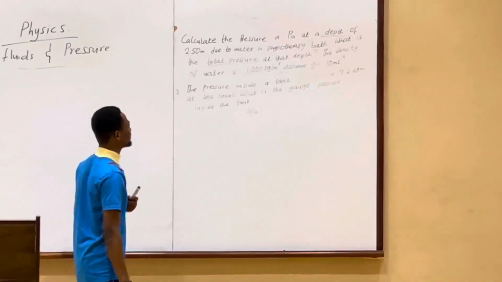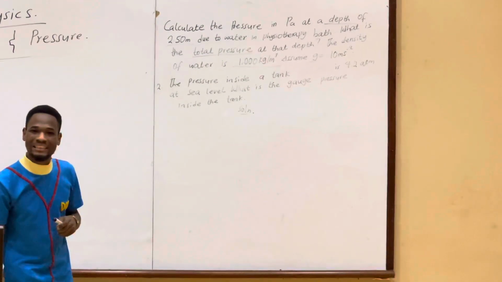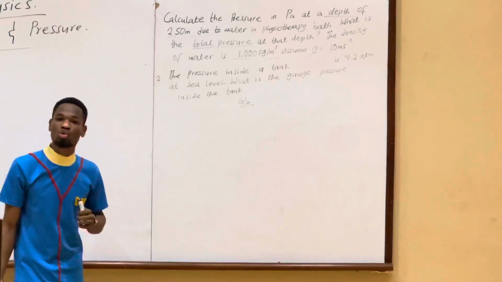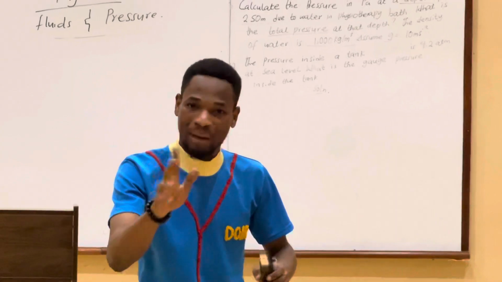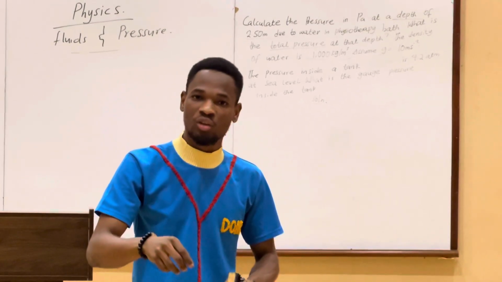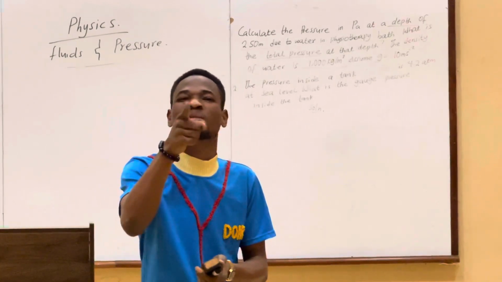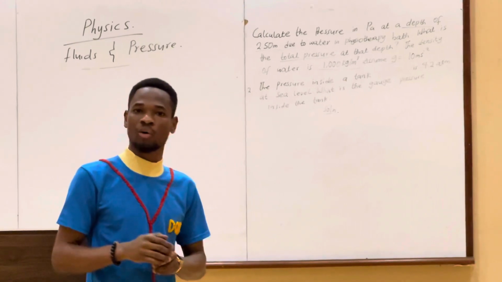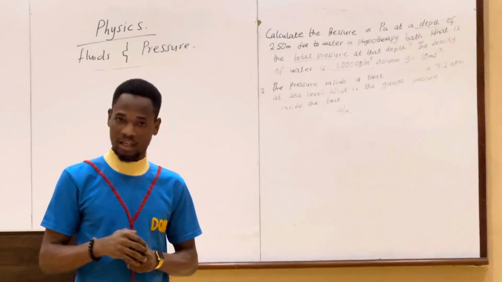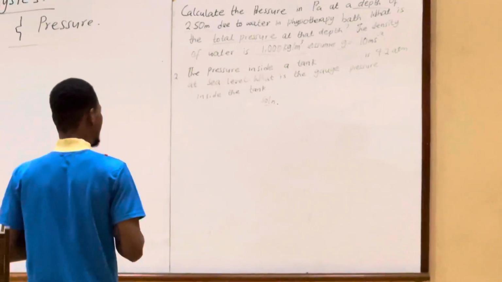Question 2 reads, the pressure inside a tank is 4.2 atmosphere. You see now, it is not 4.2 Pascal, yet it is atmosphere. So here we are to work in atmosphere pressure. You understand it that way? So please take note of the various units of measurements. So the pressure inside the tank is 4.2 atm.